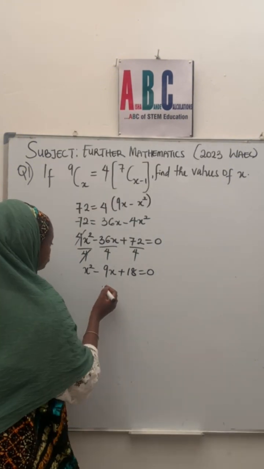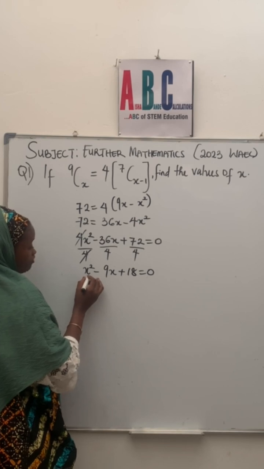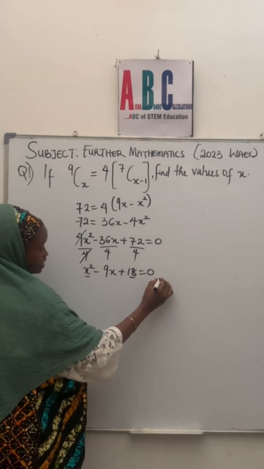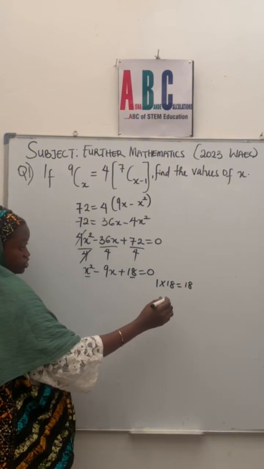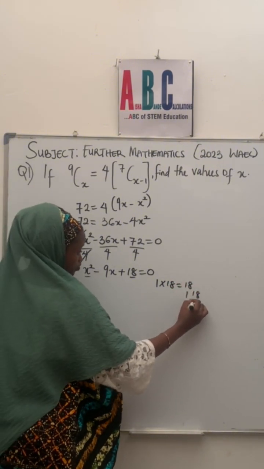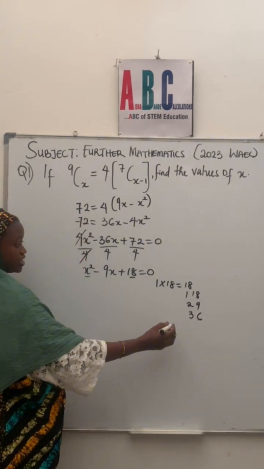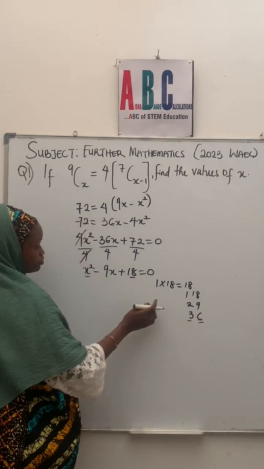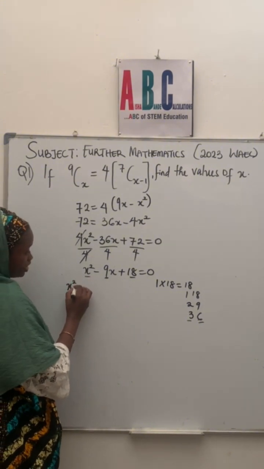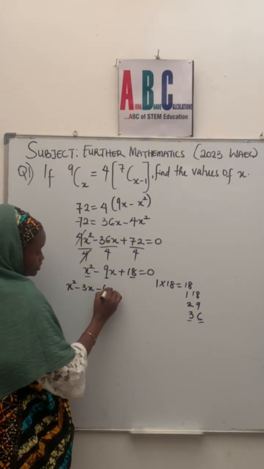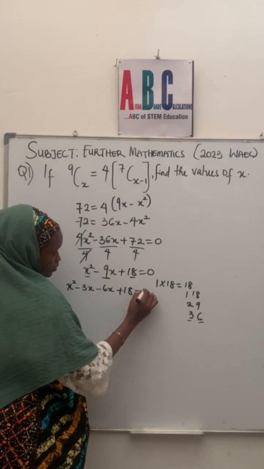So let's continue. The first term has a coefficient of 1 and the last term is 18. So we have 1 times 18 which gives us 18. The factors of 18, we have 1 and 18, we have 2 and 9, we have 3 and 6. So we can use 3 and 6. We can substitute in 3 and 6 for negative 9. Okay, so this becomes x squared minus 3x minus 6x, okay, that gives us minus 9, then plus 18 equals to 0.